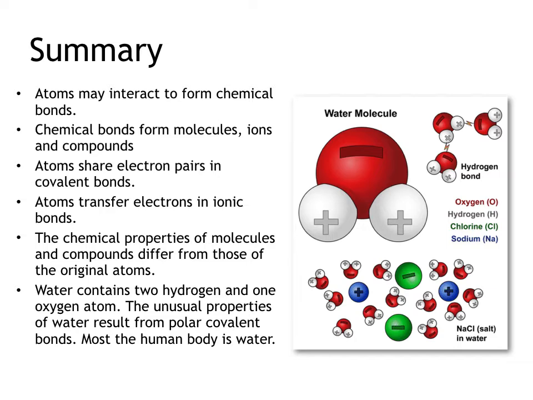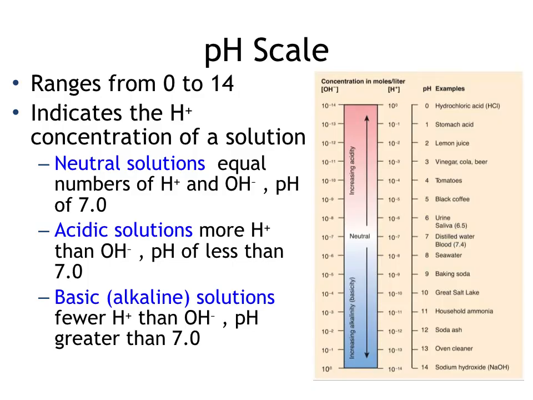When we talk about water, we should mention pH. Pure water has a pH of 7. That means it has a very low concentration of hydrogen ions, 10 to the minus 7th, or 1 over 10 to the 7th.